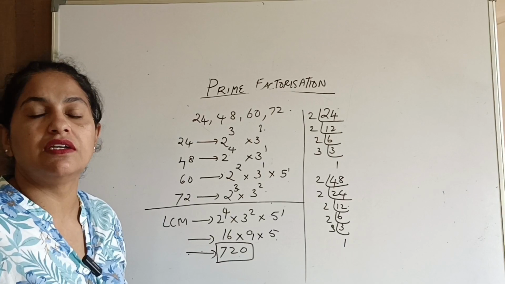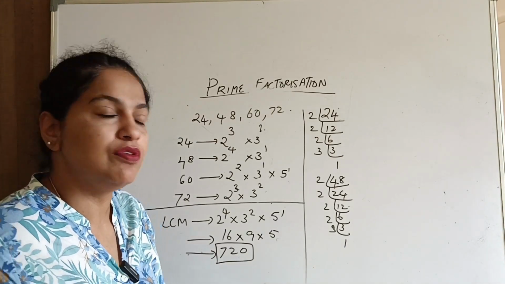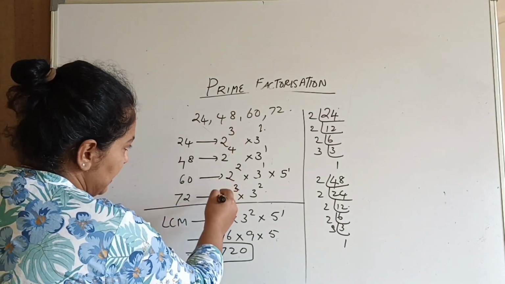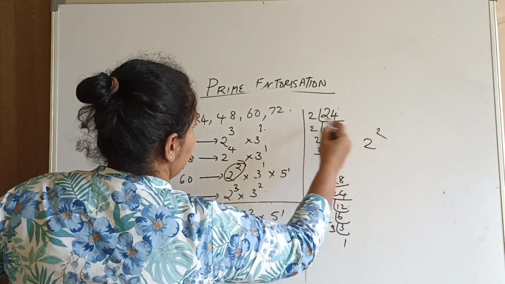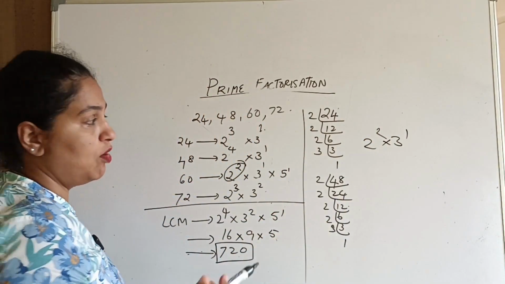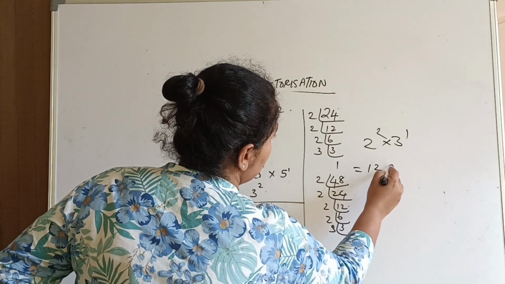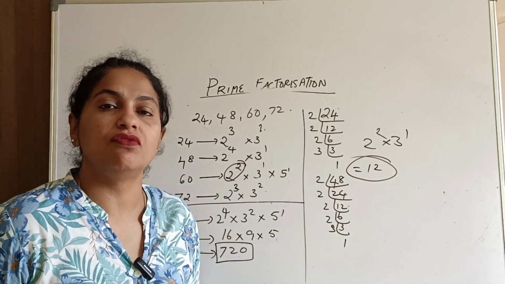I am getting 720. In this particular sum, what would be the HCF? In these common factors, the least power is 2 square. Among 3, it is 3. 5 is not common, so 12 would be the HCF by prime factorization of these four numbers.